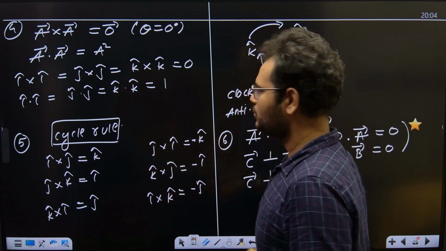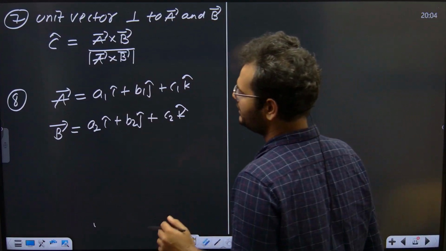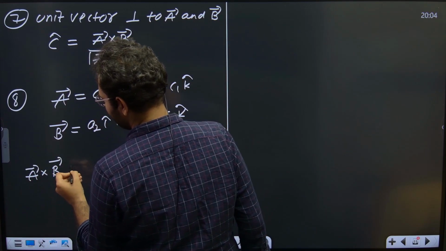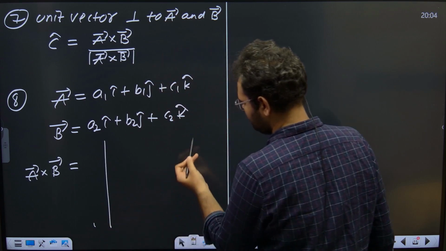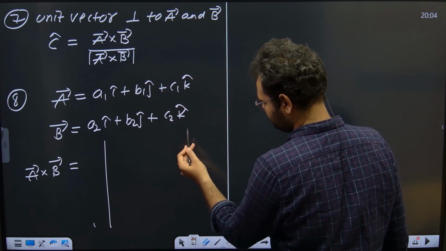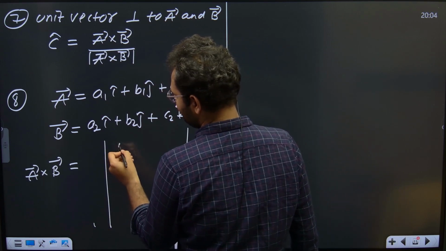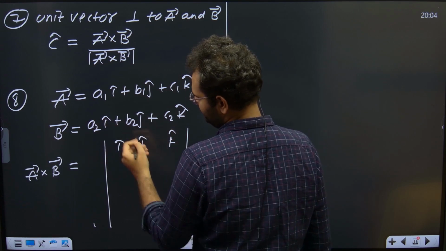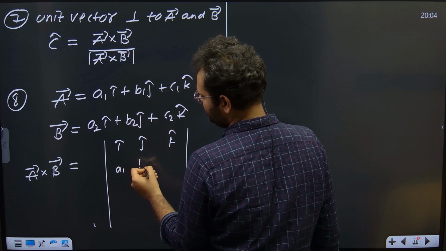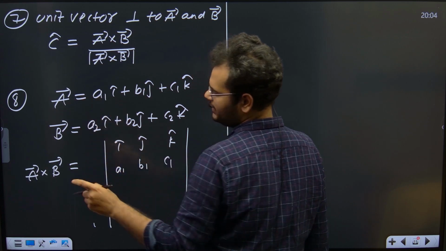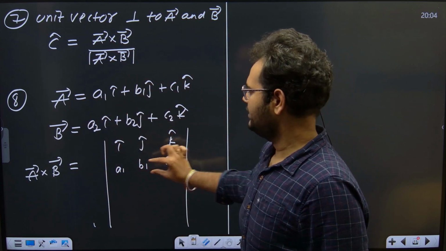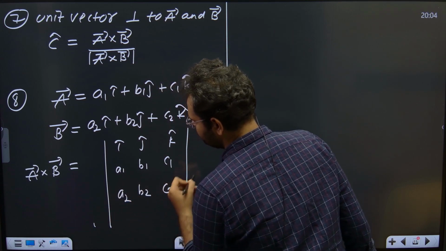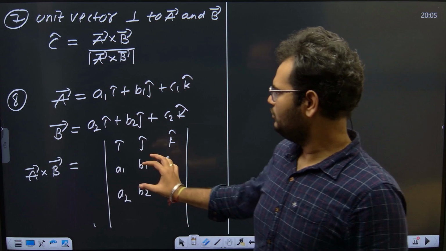No, I will not do. Then what do I have to do? I have to simply take the determinant. What determinant, sir? A cross B is nothing but, so I will write here i, j, k. First you write i, j, k, and then A1, B1, C1. Write in order. A cross B is asked, so first A I will write here. And similarly A2, B2, C2. Finish. And you have to expand this determinant.